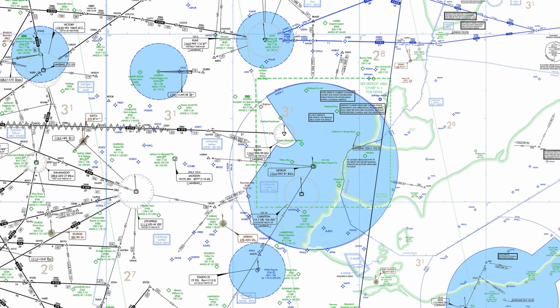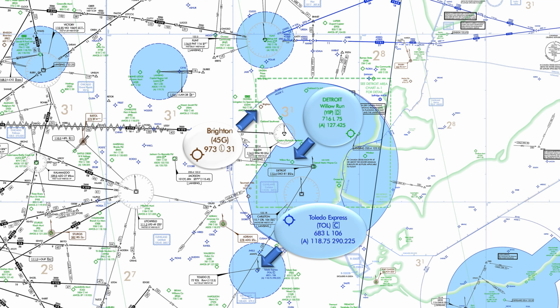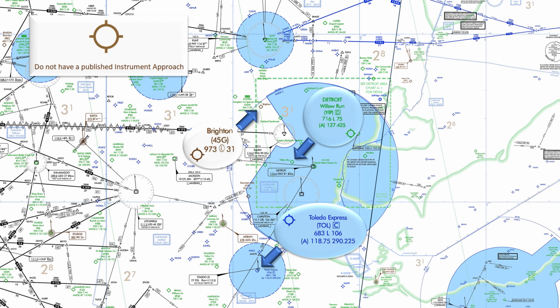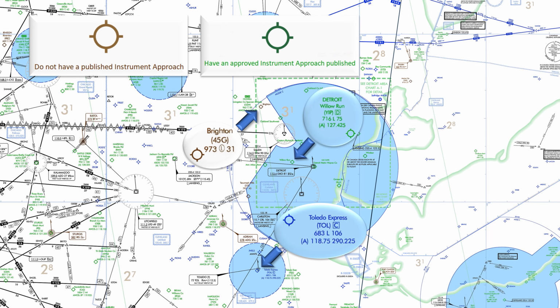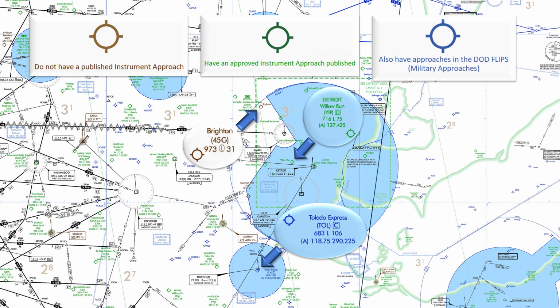Airports also have three different colors: blue, green, and brown. Brown airports do not have a published instrument approach available. Green airports do have an approach available, and blue airports not only have regular approaches, but also have approaches in the DoD flips, or military approaches.